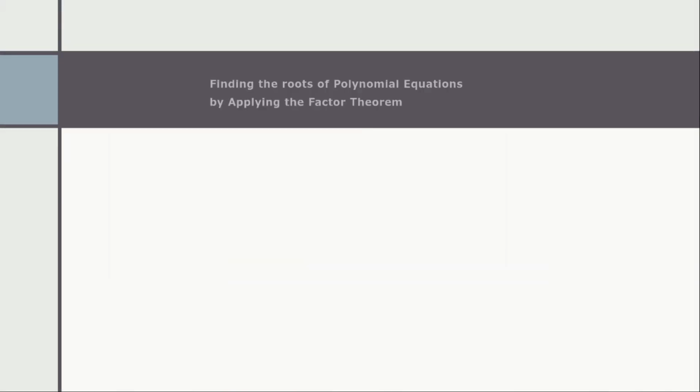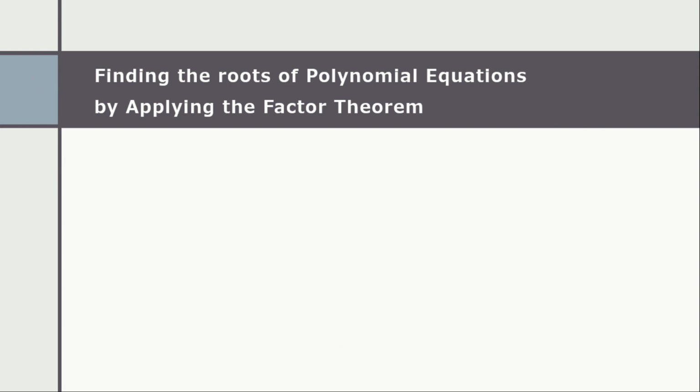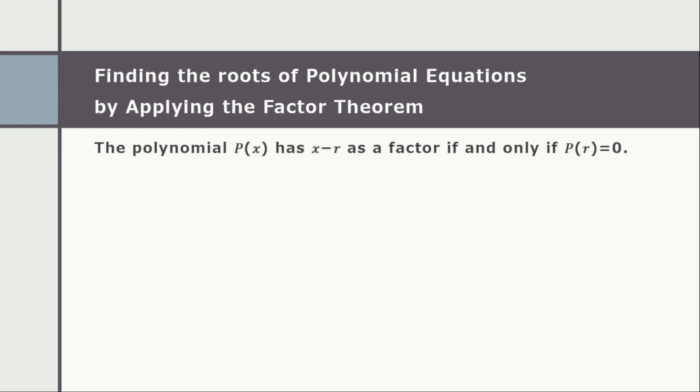Let us now move to the second method in finding the roots of polynomial equations, and that is by applying the factor theorem. It states that the polynomial p of x has x minus r as a factor if and only if p of r is equal to 0. For example, find the roots of x raised to 3 plus 6x raised to 2 plus 11x plus 6 equals 0 by applying the factor theorem.